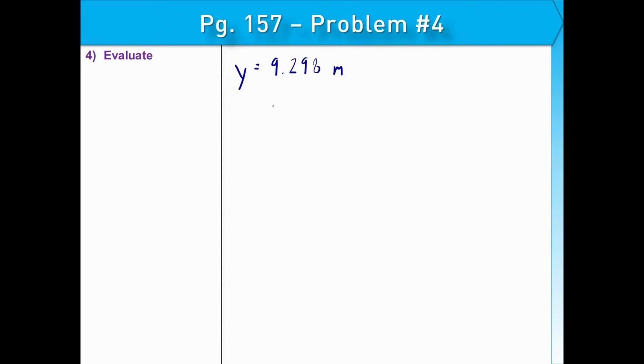So it's not too small. It's not 0.01. It's not too big, like 100 meters. And we have to see, does this answer seem plausible? Well, 9.298 meters, that's actually equal to about 30 feet. So the football does seem like it can travel 30 feet into the air. So our answer does seem plausible then.